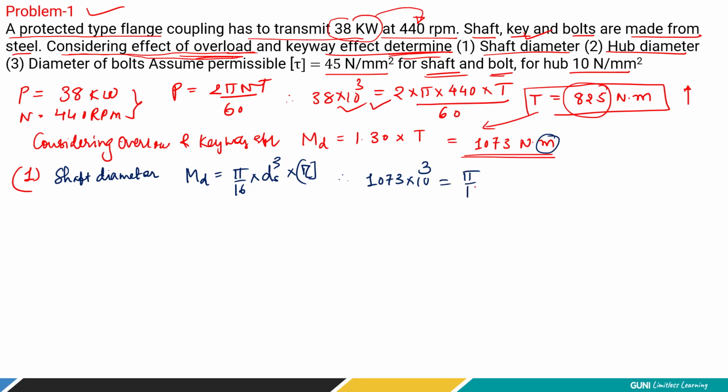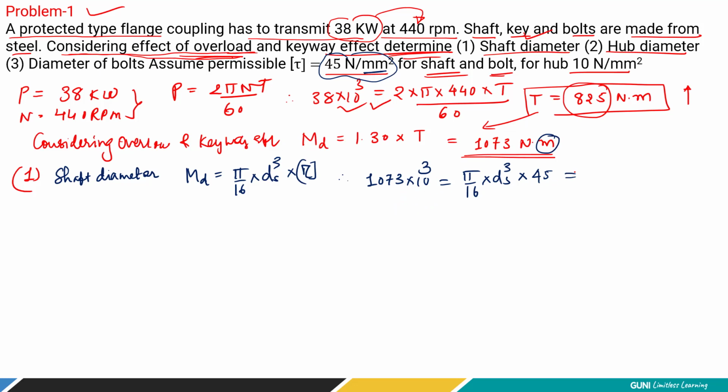Again, the pi by 16, we need to find out the shaft dimensions. Now for the shaft, the permissible stress value is given as 45 Newton per millimeter square. So we are going to replace it over here, right? Now here the value is in terms of millimeter square. So that's why on the left side we converted torque into Newton millimeter, right? We have to equate the units. Do not forget this.